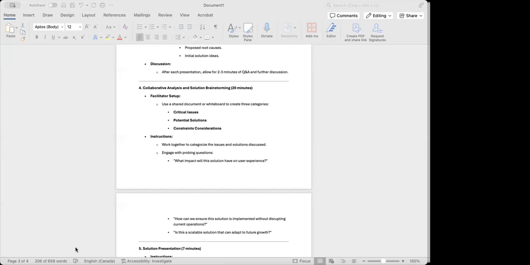And then how can we ensure this solution is implemented without disrupting current operations? I think the answer remains the same as the second one we discussed before, the maintenance notices. We can send that out to the users and notify them before.